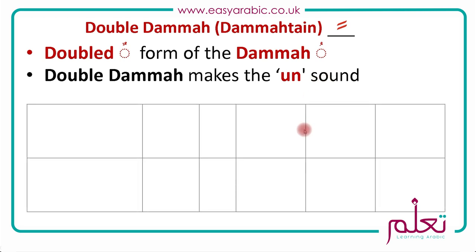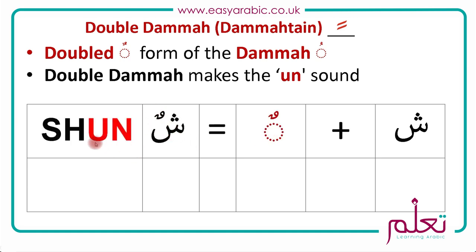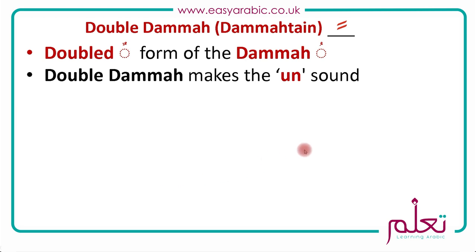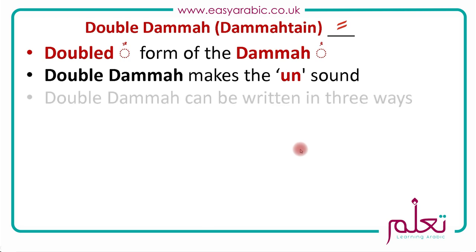So we look at some examples. We have the sheen plus the dhammatain equals, written like this, which is shun. Or mim plus the dhammatain equals mun.